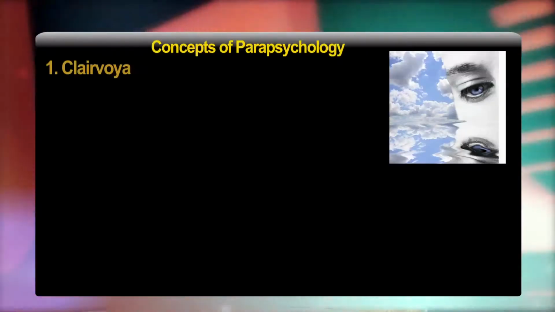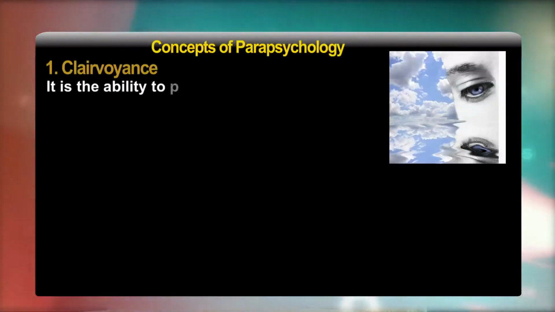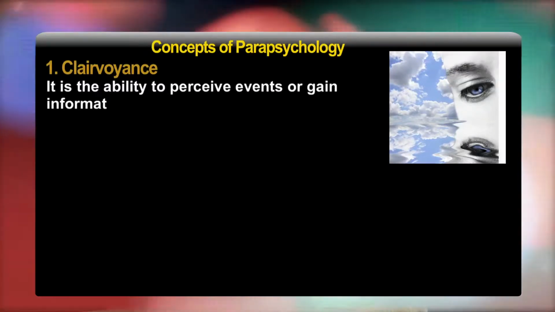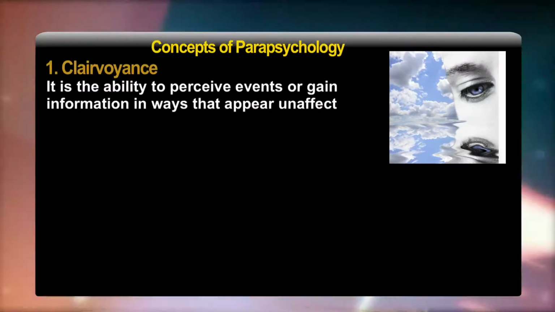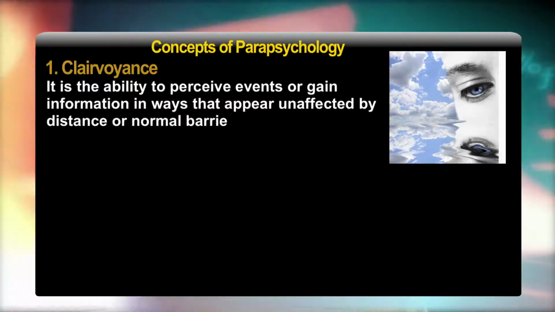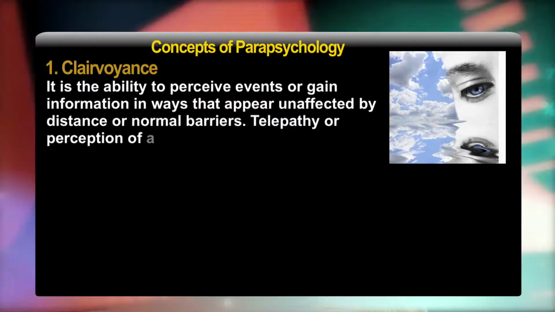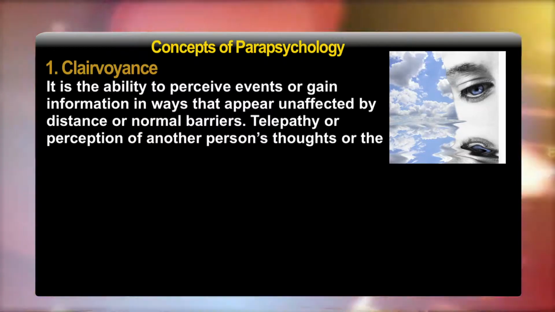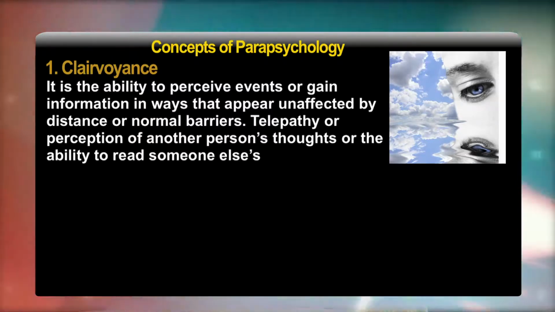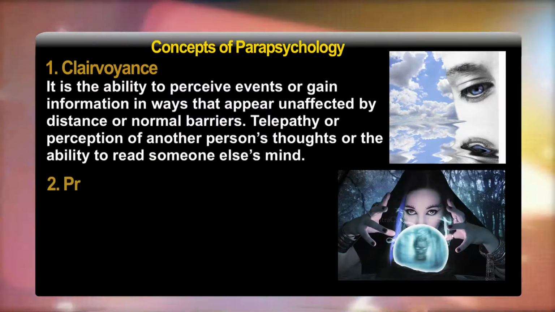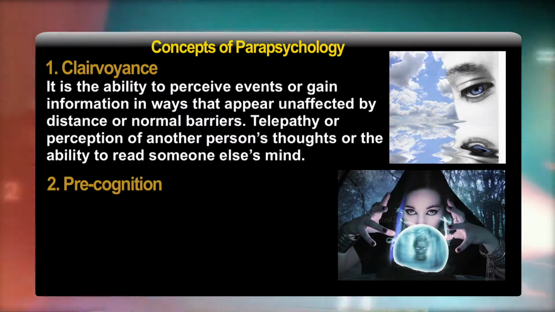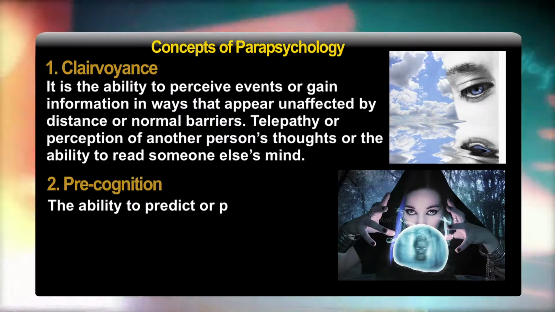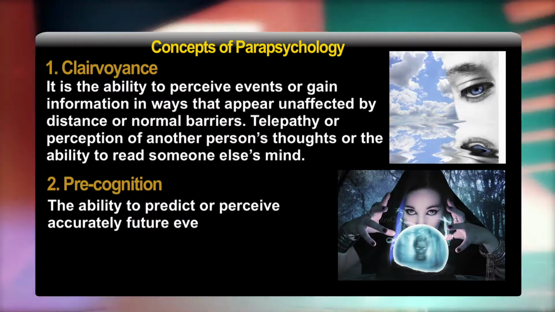Number 1. Clairvoyance. It is the ability to perceive events or gain information in ways that appear unaffected by distance or normal barriers. Telepathy, or perception of another person's thoughts, is the ability to read someone else's mind. Number 2. Precognition. The ability to predict or perceive accurately future events.